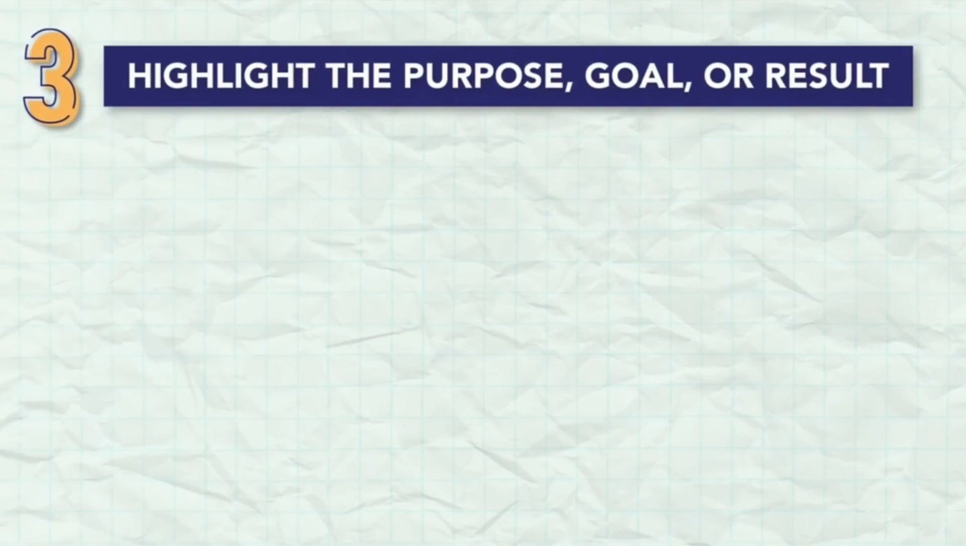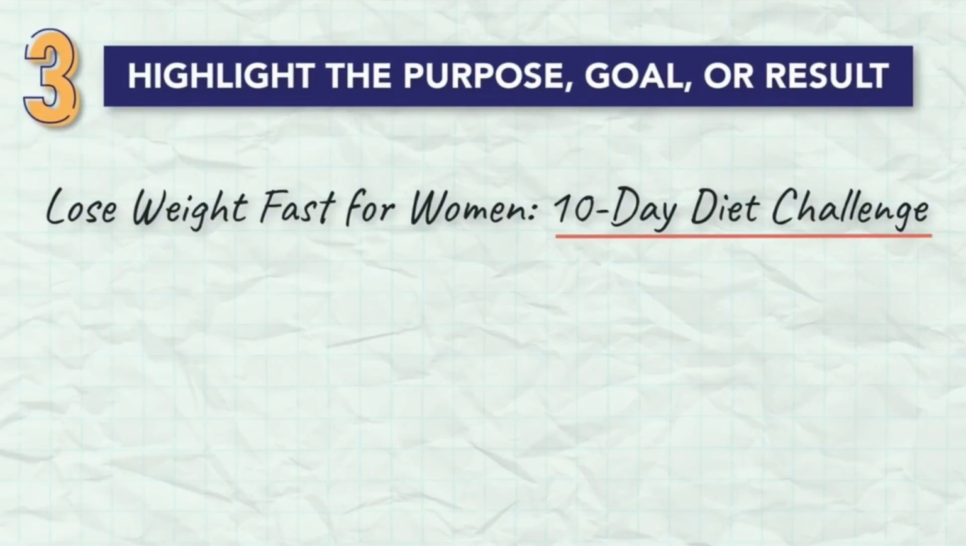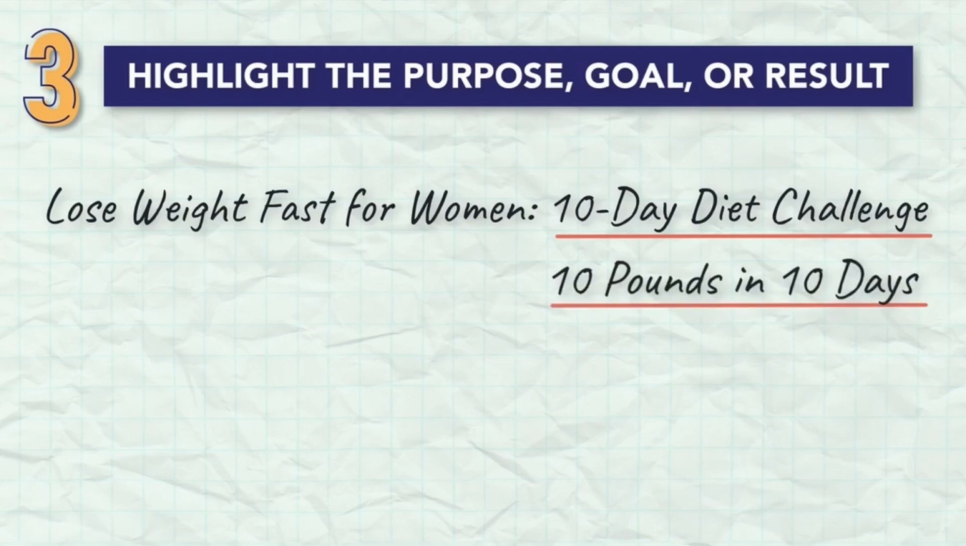Lose weight fast for women is already a pretty long keyword phrase, and we can't really fit a whole lot else in here. But consider these other ways that you can spice up your title. Number 3 is to mention the purpose, goal, or result. Lose weight fast for women, 10-day diet challenge, or 10 pounds in 10 days. It communicates a lot more than the top 10 tips for women because it's more specific about the purpose and the result. You want to think about these things when you're trying to make your headline stand out against everyone else's.